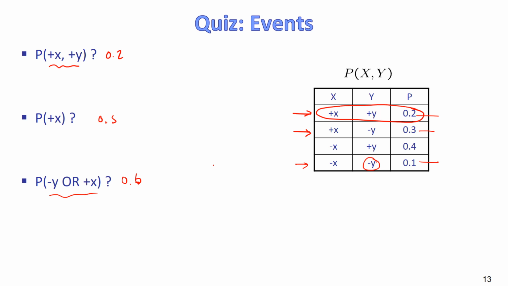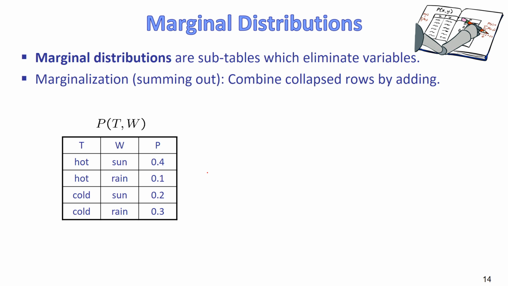Okay, any question about this? Okay, now let's switch to what we call marginal distribution. A marginal distribution is still a probability distribution, by the way, and it is just a subtable from the joint distribution that we will get by eliminating some variables. What do you mean by eliminating some variables? If I have this joint distribution, that's the probability of T and W, and I want to get only P of T.